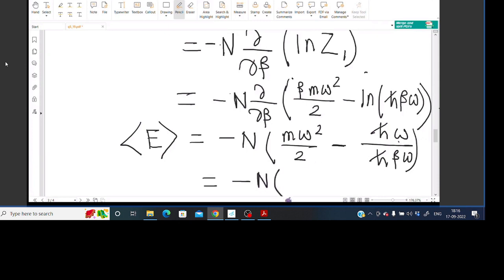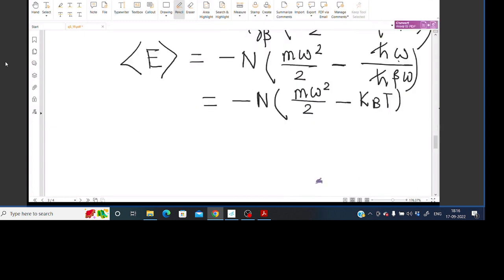After some simplification, this can be written as minus n into (m omega square by 2 minus kBT). Here we have used that beta equal to 1 by kBT.